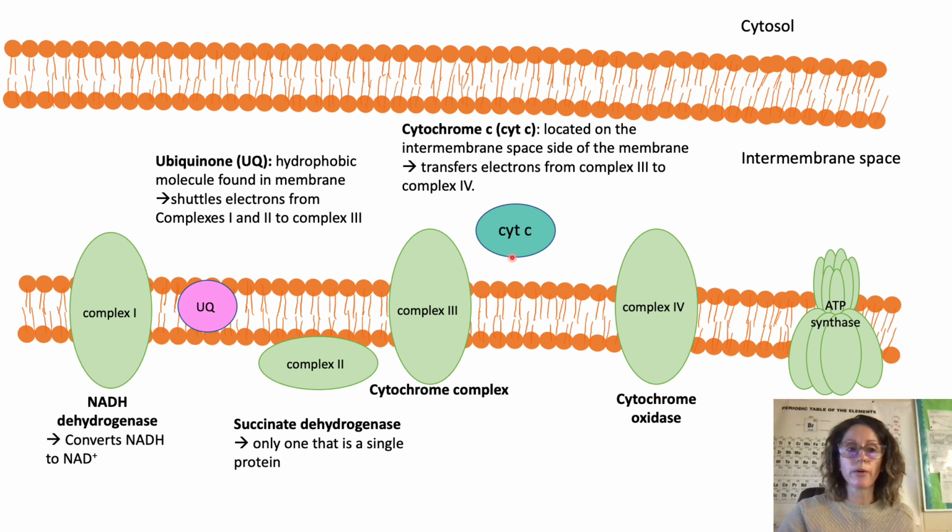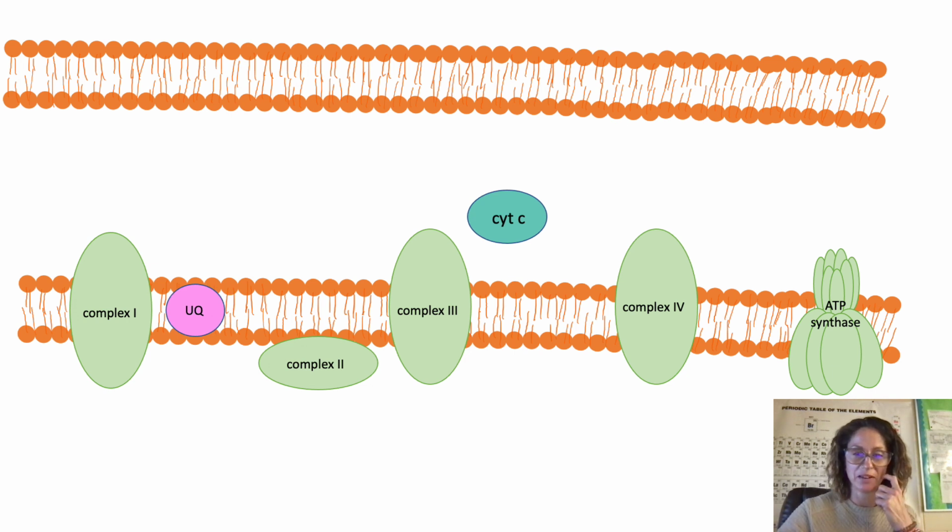So let's look at how this is done. There we go. Okay, so same picture, and now we have my animation. So we have NADH coming in from various sections: glycolysis, pyruvate oxidation, and the citric acid cycle. And we have FADH2 coming in.